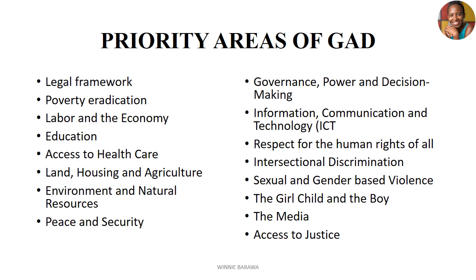Respect for human rights for all, preventing intersectional discrimination, prevention of sexual and gender-based violence, the girl child and the boy child, working with the media to promote advocacy and prevention of all this harm and violation of rights, promoting access to justice. So the list is endless, but these are priority areas for development when you're looking at gender. And luckily, this had been generated from the Kenya gender policy that was developed in 2019, looking into how we can promote more inclusiveness and development for the men and women in our communities.